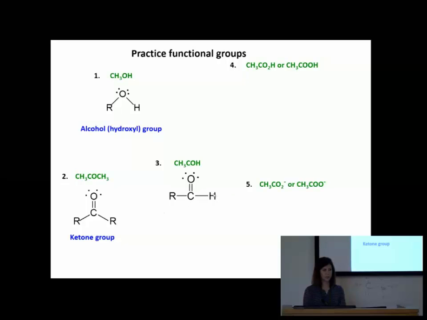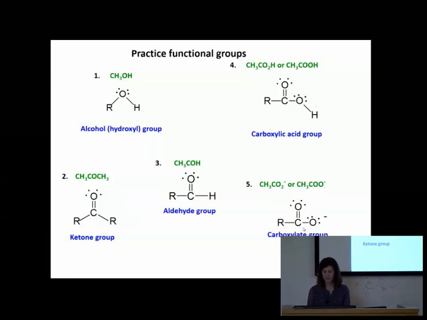This one, COOH, we'll see sometimes. That's going to be acid, carboxylic acid, or just acid is fine. And here is the conjugate base. You can see that the conjugate base will have an ATE ending. That will be the carboxylate group. So that's the conjugate base.